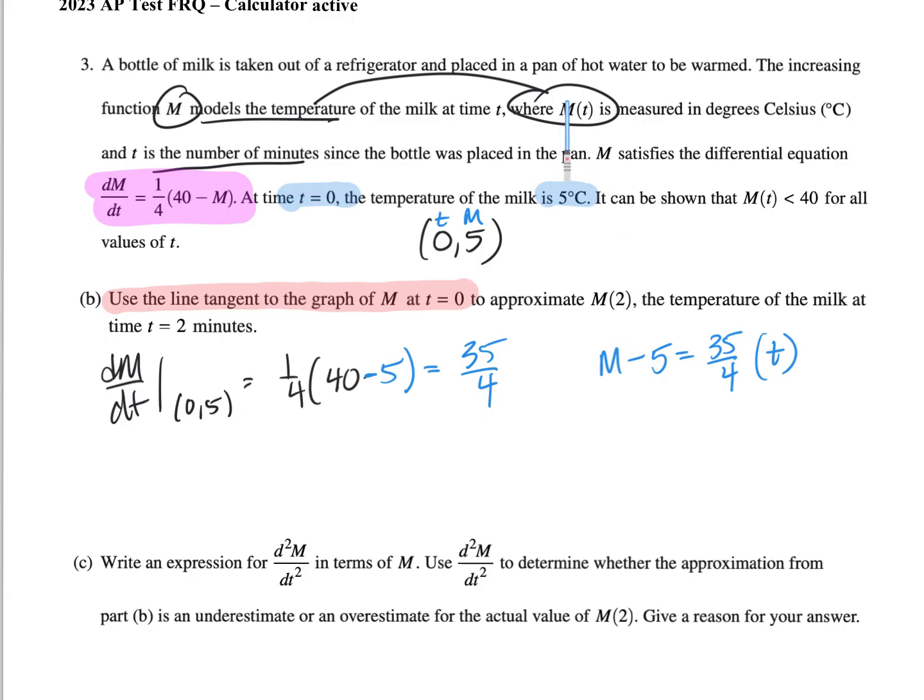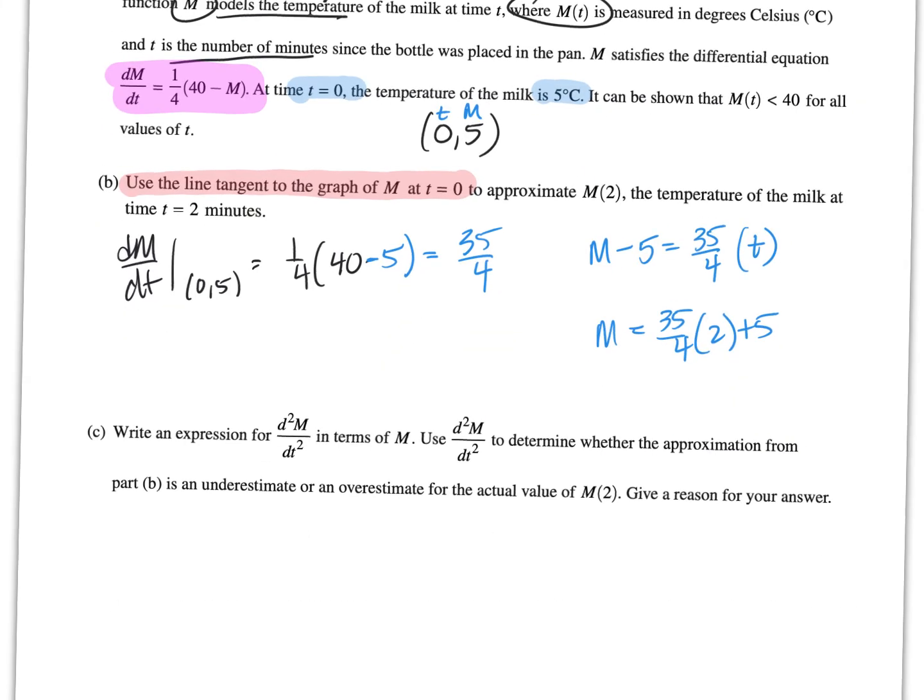Just right here, it says m of t. So that 2 is just my t value, which is really just my x value. So what's m going to equal? 35 fourths times 2 plus 5? Done. We're going to think this through then.